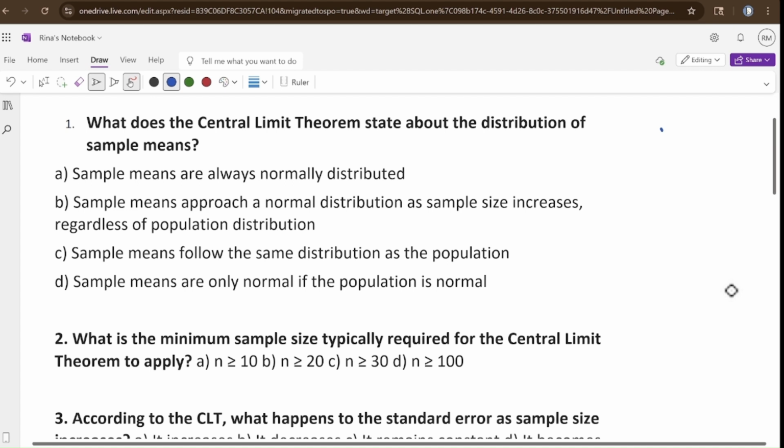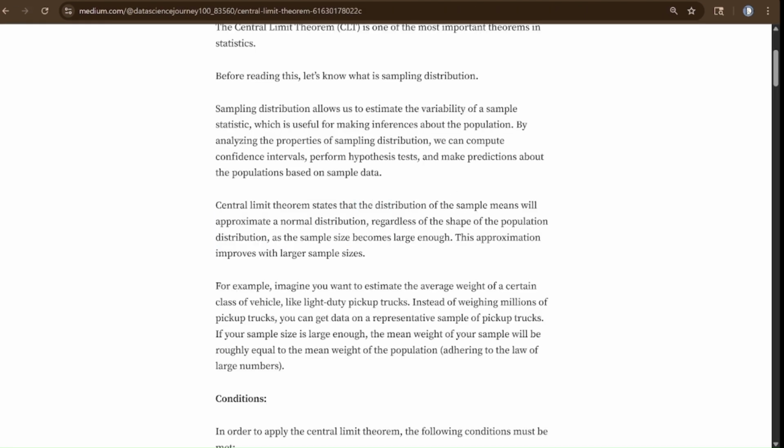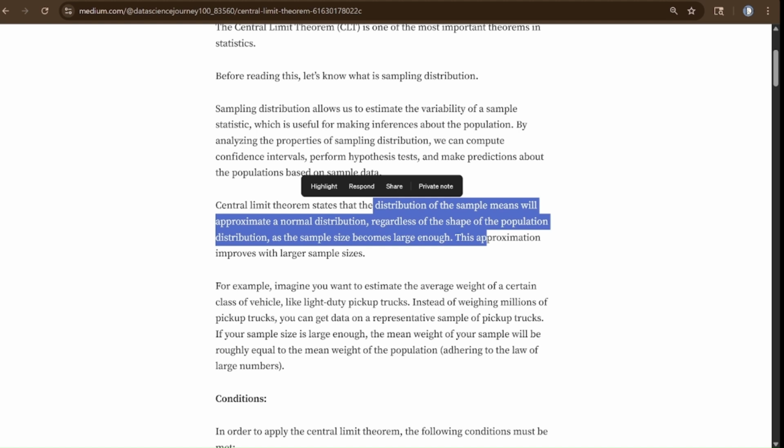Today we are going to discuss some MCQs from central limit theorem. Okay, before that, just let me tell you the definition once. What is central limit theorem? Central limit theorem states that the distribution of the sample means will approximate a normal distribution regardless of the shape of the population distribution as the sample size becomes large enough.